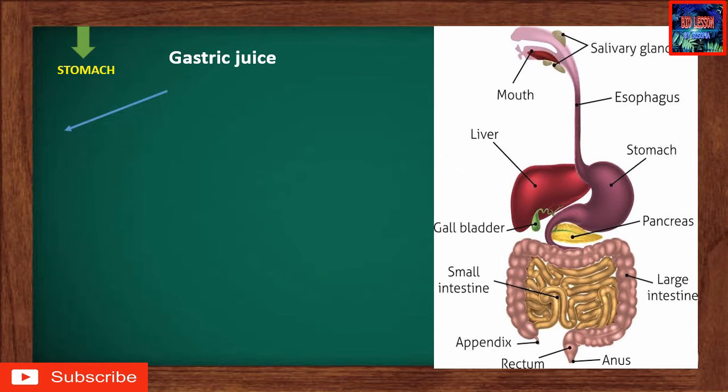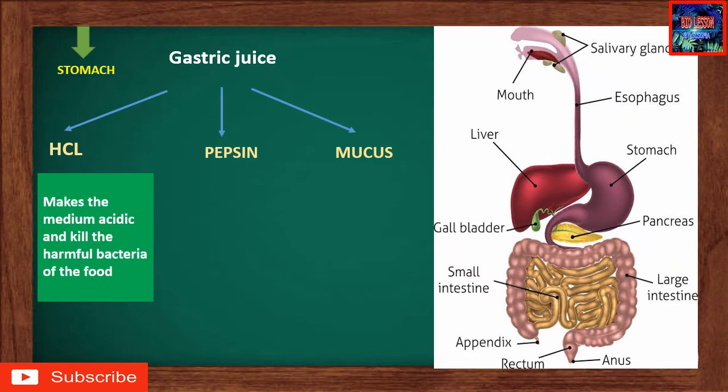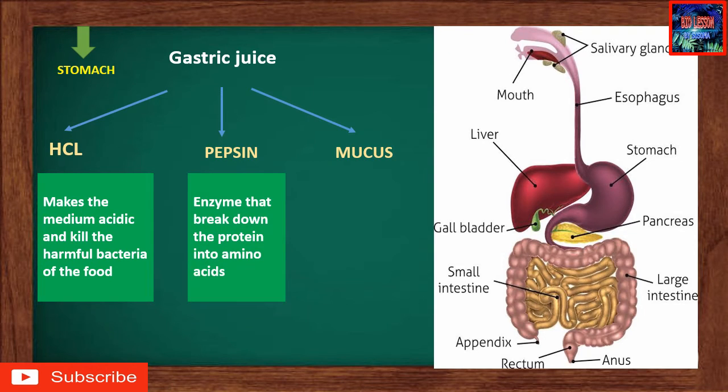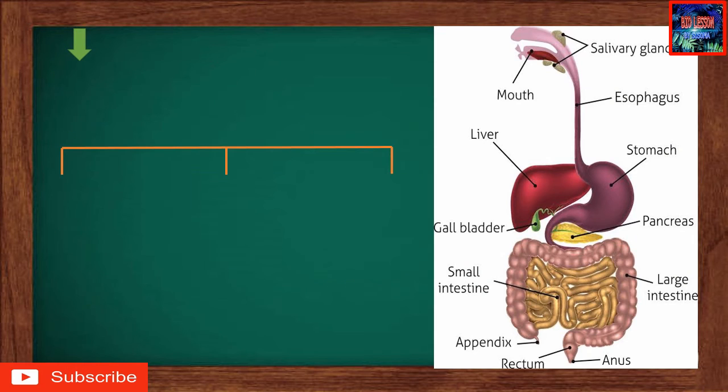The gastric juice contains HCl, that is hydrochloric acid, pepsin and mucus. Now HCl makes the medium acidic and kills the harmful bacteria of the food. Pepsin is an enzyme that breaks down the protein into amino acids, and mucus protects the inner lining of the stomach from HCl. Now the food from the stomach enters the small intestine.